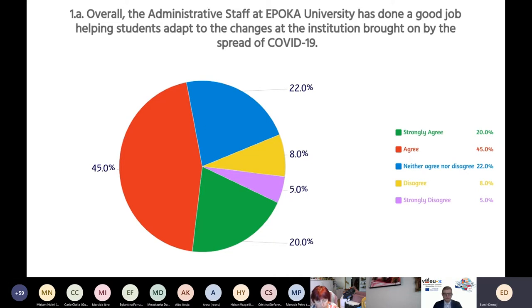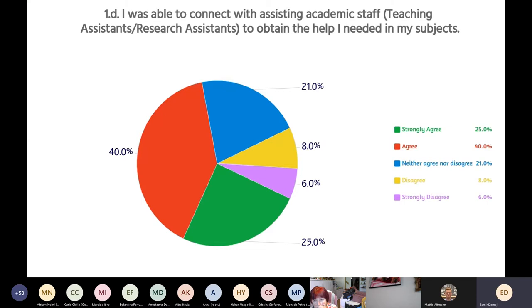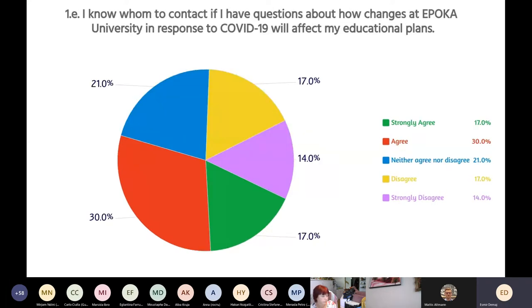About 65% of them do agree that the administrative staff has done a very good job in helping them adapt to the emerging situation. As well as for the academic staff, the figures are nearly the same. And for the assisting academic staff as well, the teaching assistants and the research assistants. So it seems that they have a general agreement that all these people have done a good job in helping them to cope with the challenges.